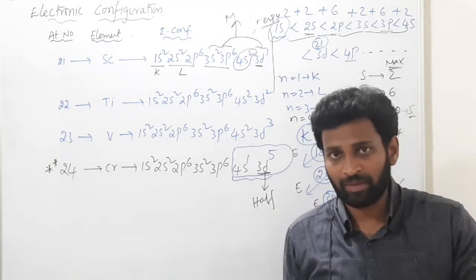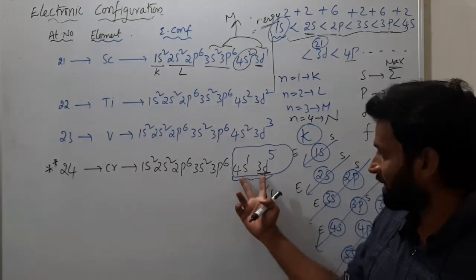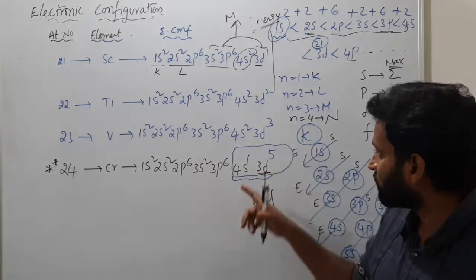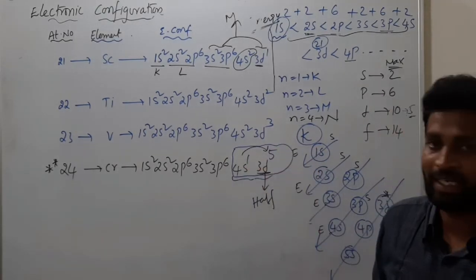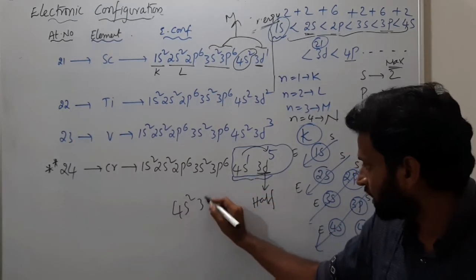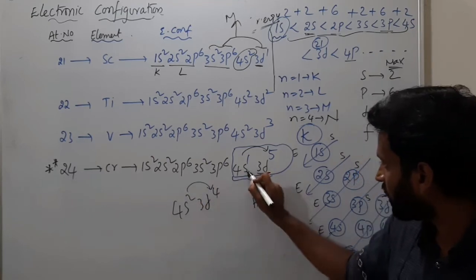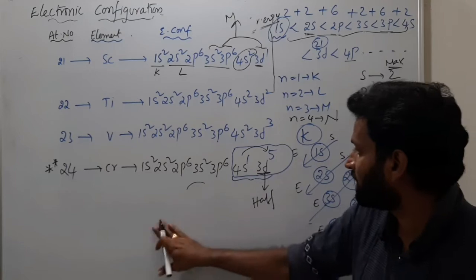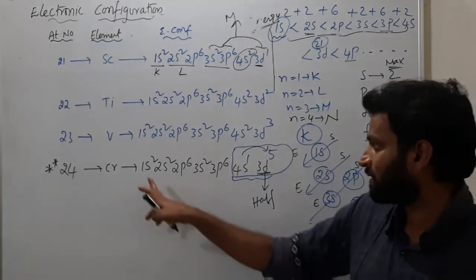Of course completely filled is more stable than half filled, but half filled is also more stable, and the 4s and 3d energy gap is small. That's why one electron jumps from 4s into 3d. So instead of 4s2, 3d4, one electron jumps there, giving 4s1, 3d5. Please remember this one. 24, chromium, is the exceptional case.